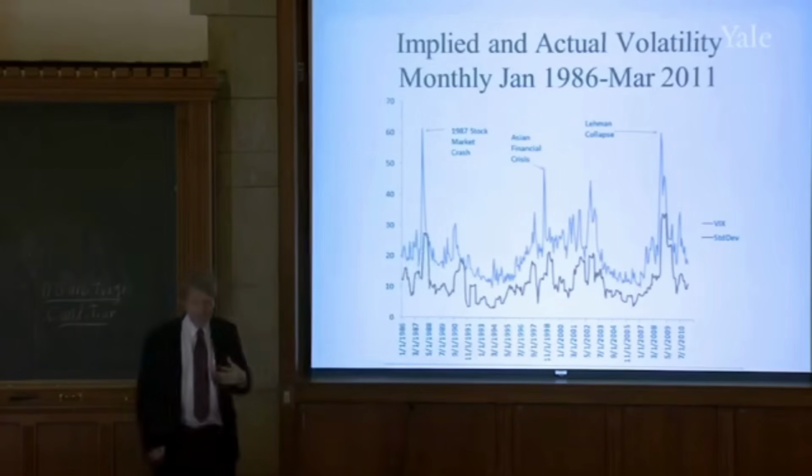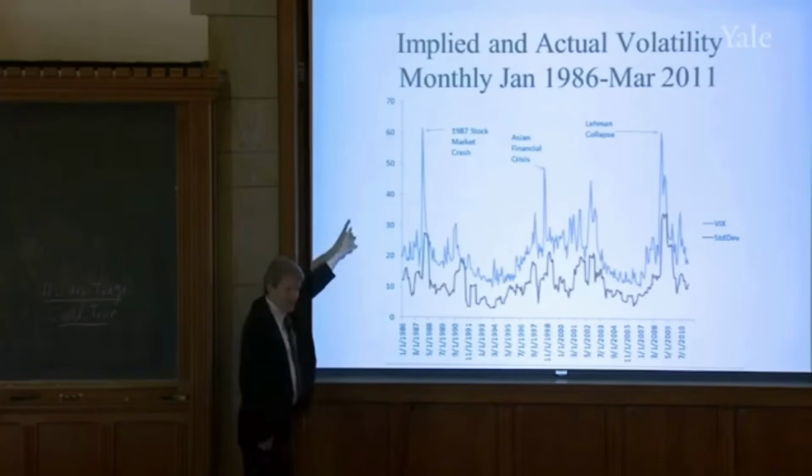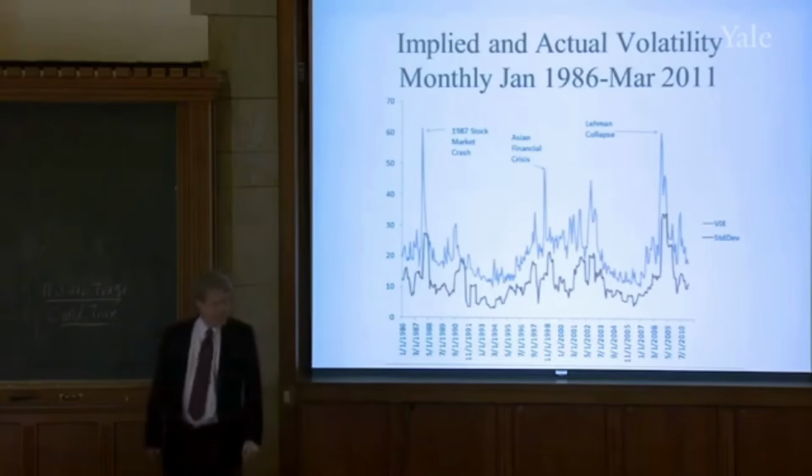So what this means is that in 1987, people really panicked. They thought something is really going on in the stock market. They didn't know what it was, and they were really worried. And that's why we see this spike in implied volatility.